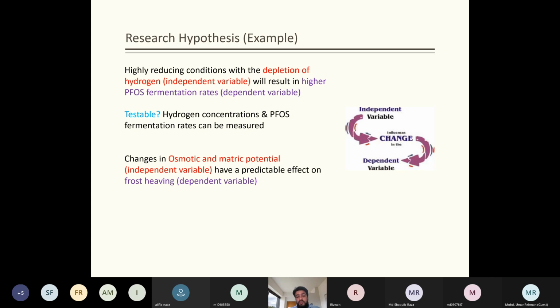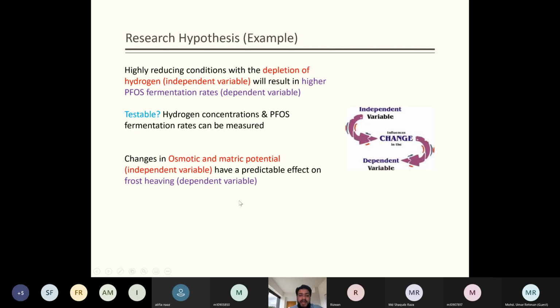They are independent variables here. And frost heaving is when the water inside the soil freezes, turns into ice, and the soil heaves. So that is another variable here. What I'm trying to study is how the osmotic and matric potential affects this frost heaving. In this case, we mentioned that it's a predictable effect because we still don't know whether it is going to be a higher or a lower effect, because past studies contradict each other. Some say it's higher, some say it's lower.